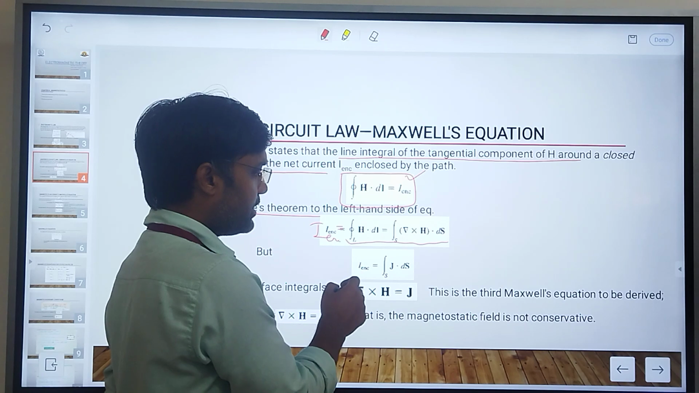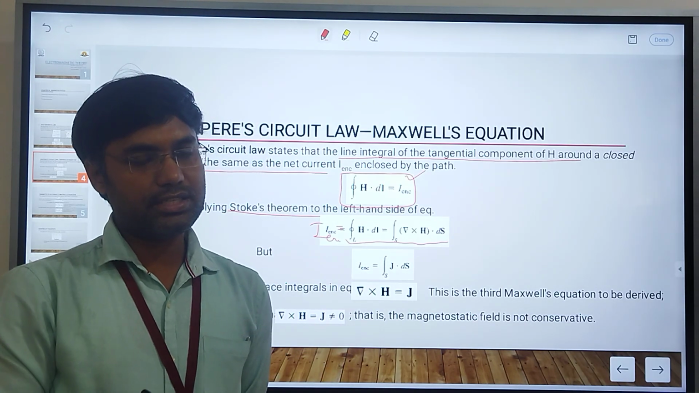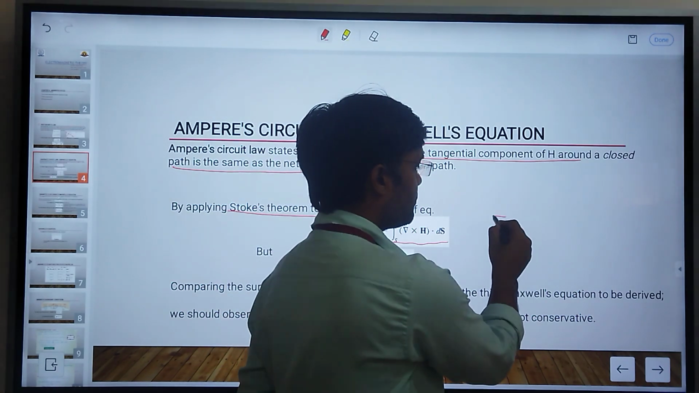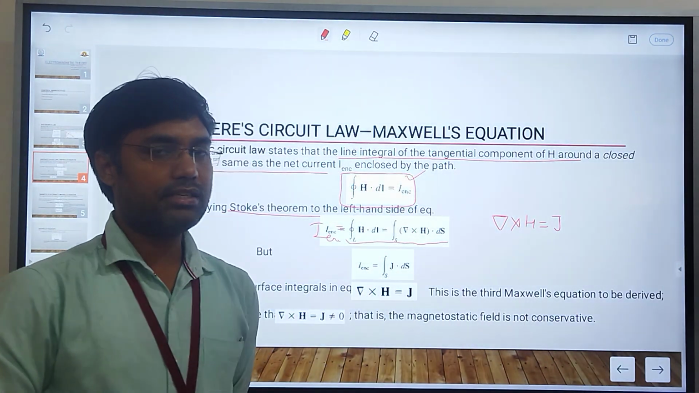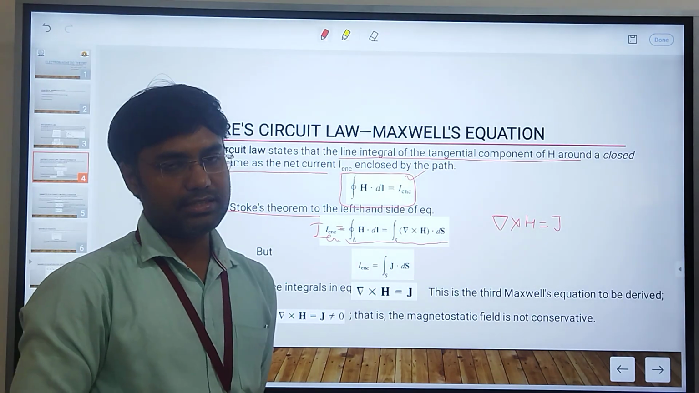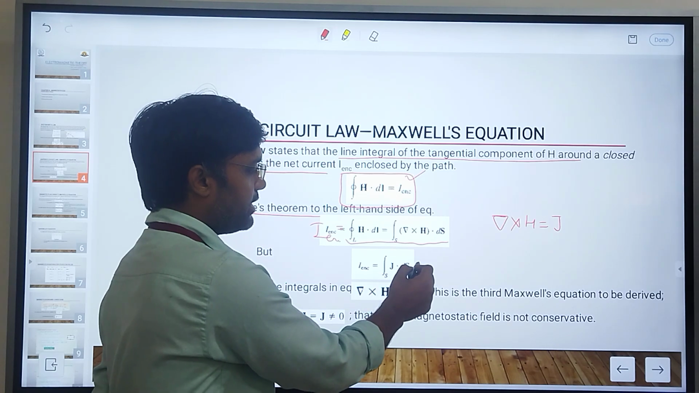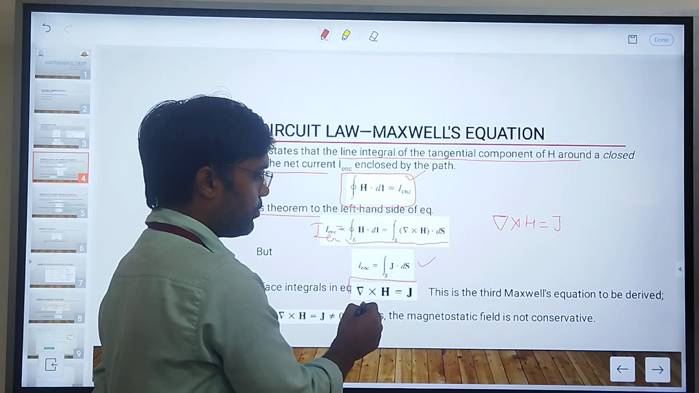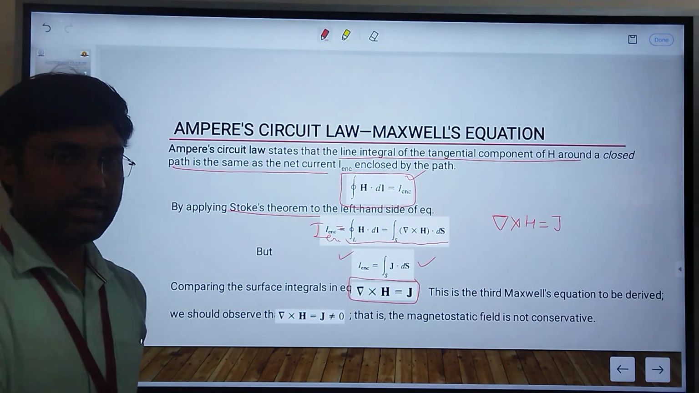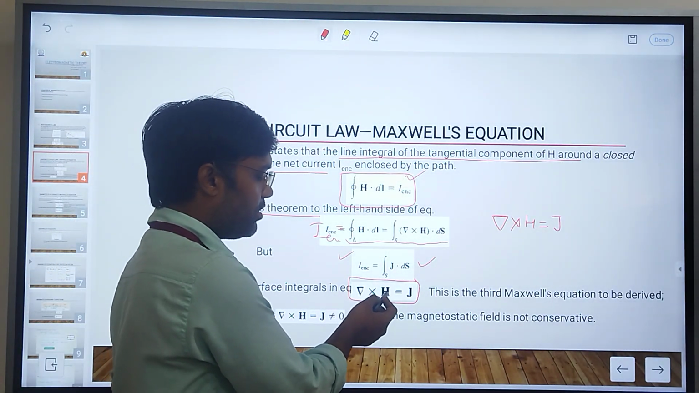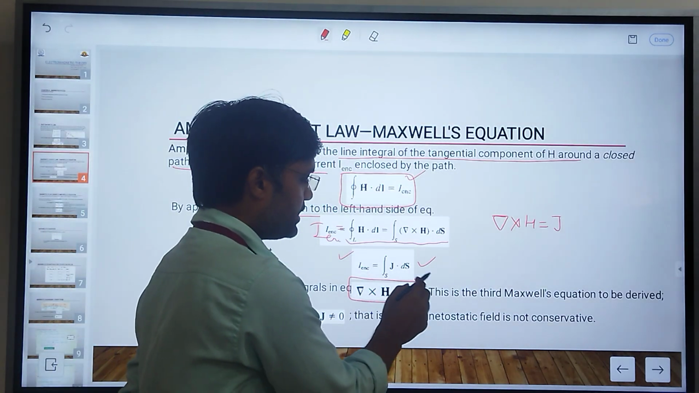Here we can say that I enclosed is the surface integral of current density J. Del cross H can be written as equal to J, where J is the current density and H is the magnetic field intensity. So the surface integral of del cross H equals J. This is the integral form of Maxwell's third equation, or we can write curl of H equal to J, where J is the current density.